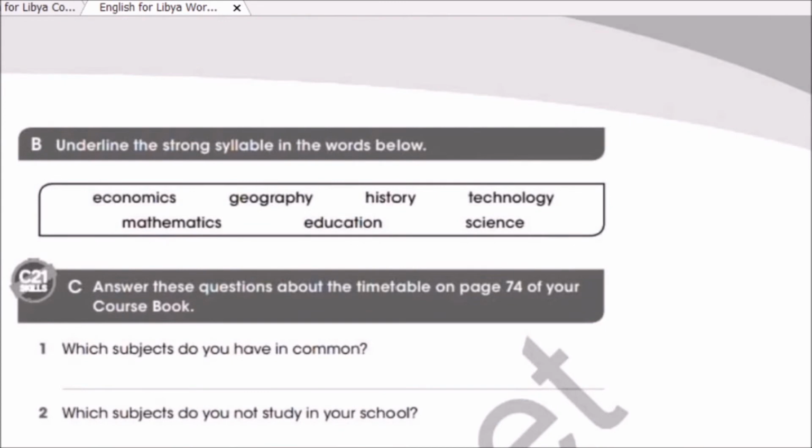Question B. Underline the strong syllable in the words below. You can see the 7 subjects here. We're going to listen to them and underline the strong syllables. You can stop the video, answer the words, and then come back and check. Now let's check.